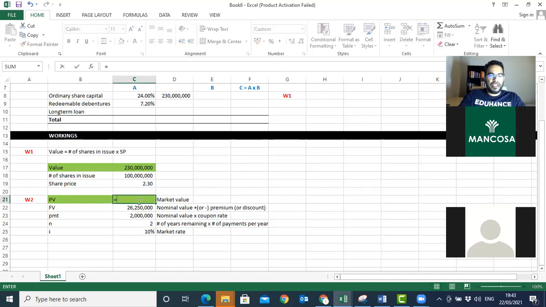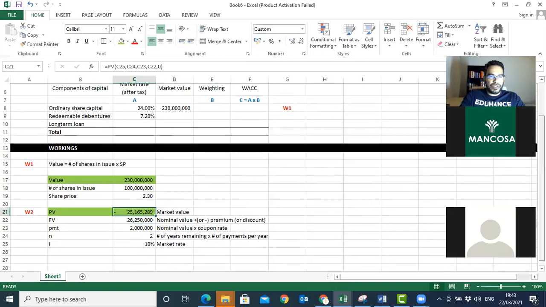So now I'll say present value. They want the rate, which is 10%, N, which is 2, PMT, which is 2 million, future value, and then type. All payments happen at the end of the period, so I put 0, and then that's my answer, 25 million Rand.